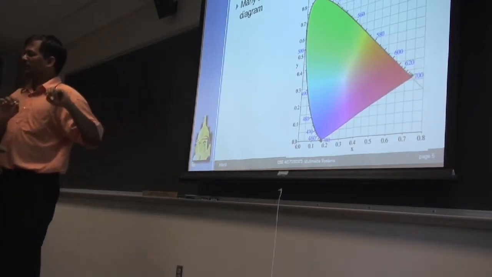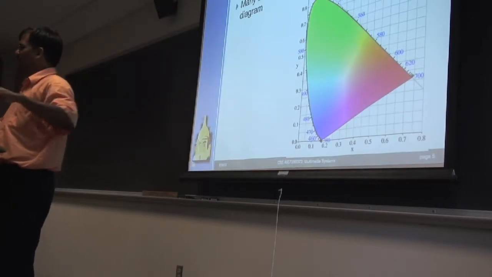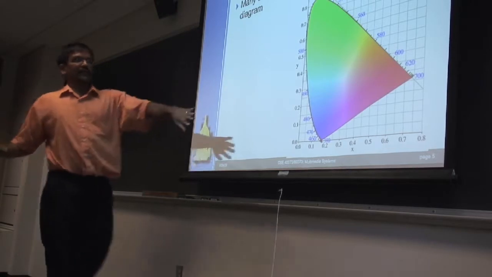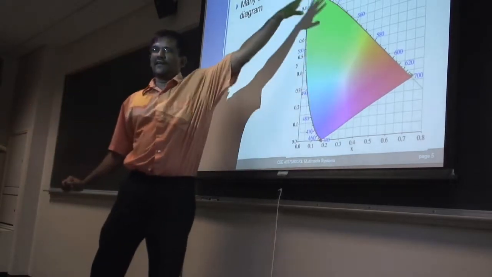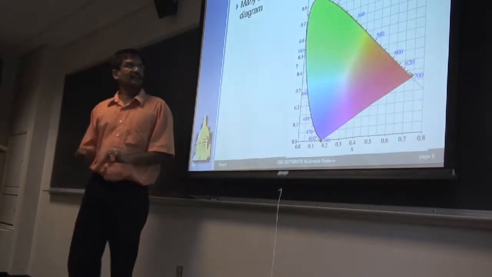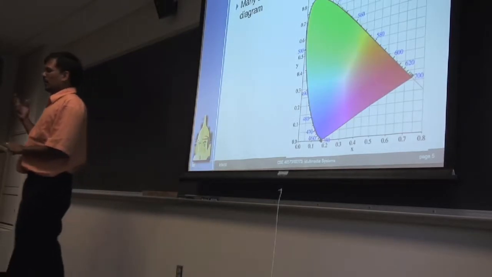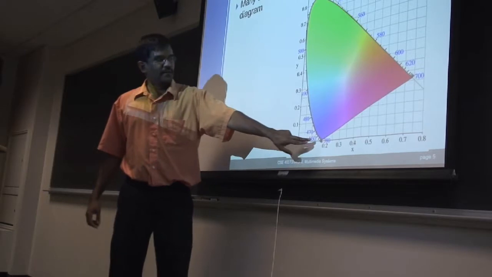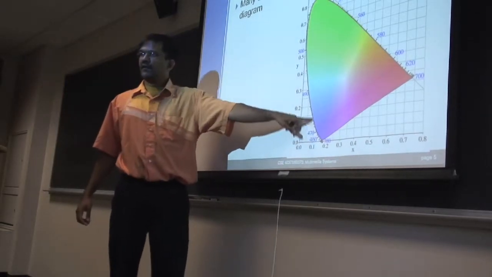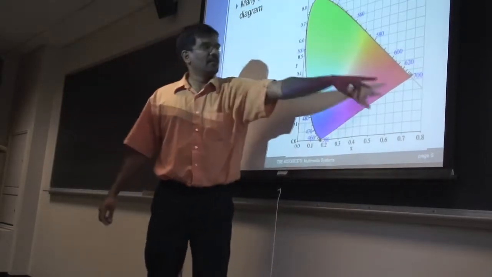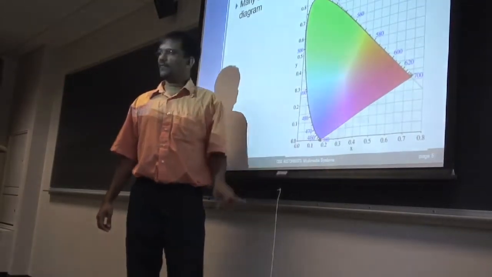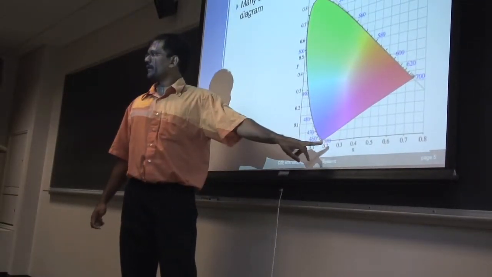I'm not going to go into the details of what this means and how it's generated. Essentially, the idea here is this: the graph you see is the colors that your human eye can see. Each of the different frequencies is on the outer edge. So red is over here, green is over here, and blue is over here.